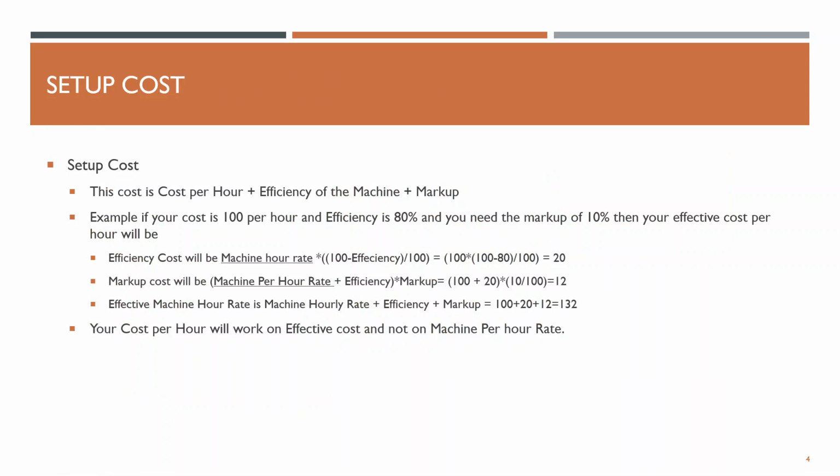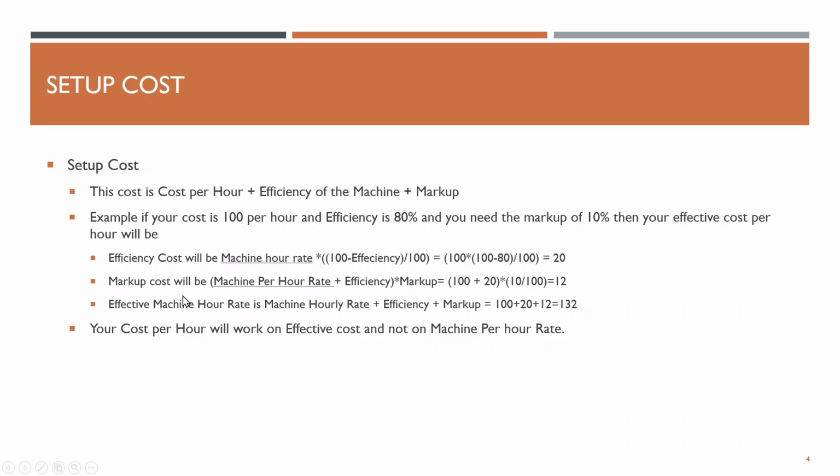So how is the setup cost working? As I mentioned earlier, there is a cost per hour for the machine. Then you have an efficiency, and then there is a markup. For a simple example, if you are going to charge 100 per hour and your efficiency is 80%, then your efficiency cost comes as 100 minus efficiency, divided by 100. That is the percentage. To put it in simple maths, it is 20%. So your efficiency cost becomes 20 over here.